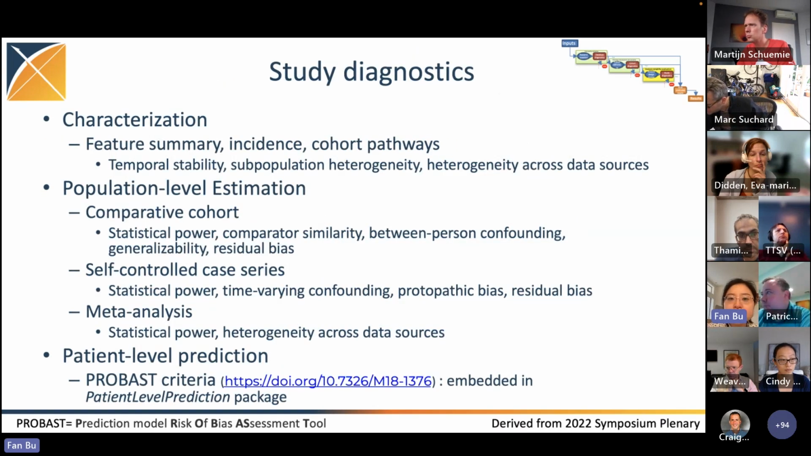And when it comes to study diagnostics, there are actually different aspects. We have to check out the characterization part, and then we need to look at different components of population level estimation. That is how we have done the causal inference part of the study. And when it comes to predictive modeling, we follow the PROBAST set of criteria, and I provide a link to the paper that talks about these criteria here. The criteria are already implemented inside the patient-level prediction package.